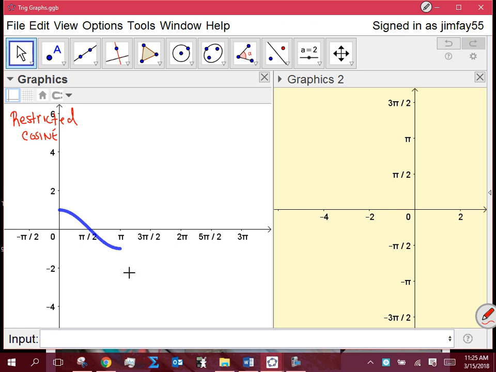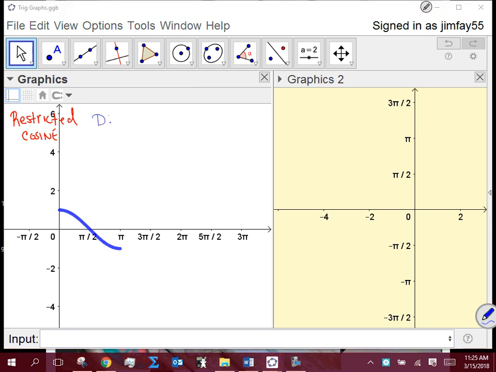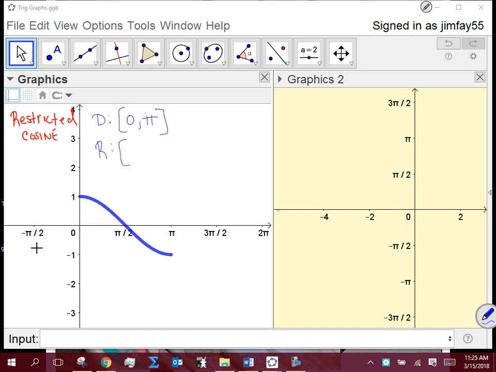Okay. Now, that domain then, for the restricted cosine, the domain is 0 to what? 0 to pi. It's just the x values, right? And the range, what are you seeing that the range would have been here? Yeah, negative 1 to 1. Okay? So if we look at that restricted cosine, it should have an inverse.